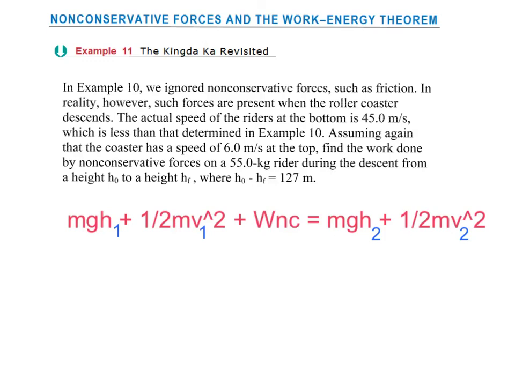So looking at this problem in a little bit more detail, H1 is 127 meters. V1 is 6 meters per second. H2 is 0, because you're down at the bottom of the hill. V2 is 45 meters per second. And the only thing we don't know is how much work is done by friction. So I'd like you to solve this problem tonight and come in tomorrow with that answer.